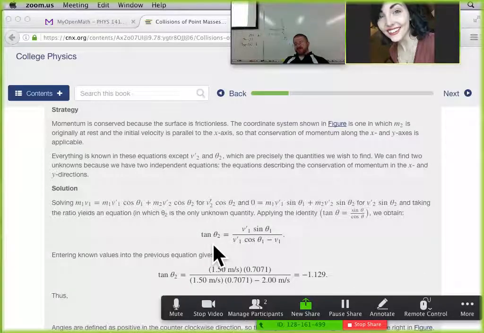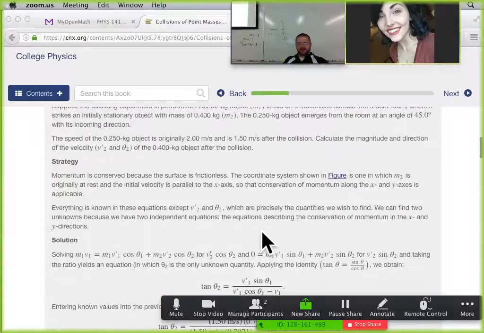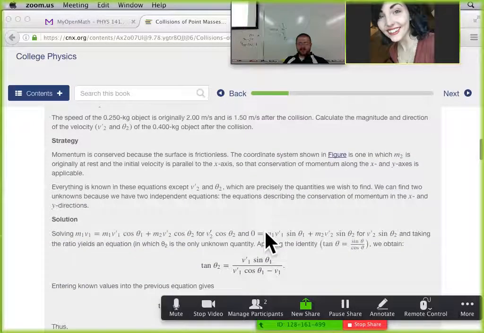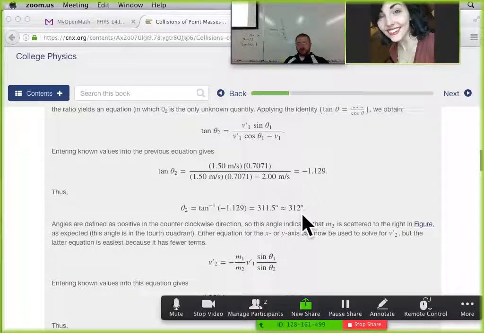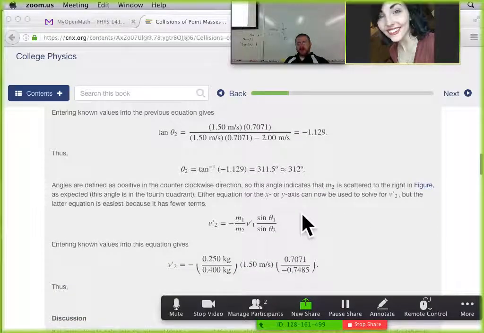And that's the tangent of theta 2. So that's the tangent of the angle we don't know. Theta 1 is the angle we do know, which is 45 degrees. And then you just plug in all those numbers and you get the tangent of theta 2 is equal to negative 1.129. Take the inverse tangent of that number, and you get an angle of 312 degrees. Then you can plug that angle into your equation anywhere you like to solve for whatever else you want. And in this case, they plug in to solve the second velocity.